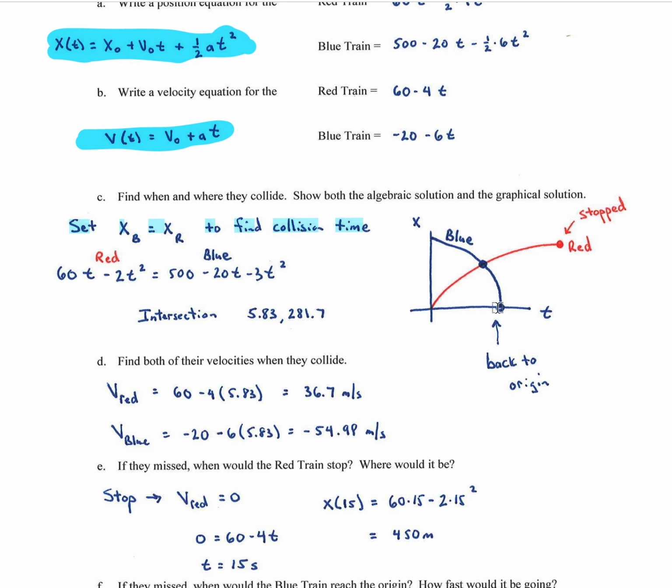And these are future parts of the graph that are fun. This is when the red has stopped. You can see that it's got a horizontal tangent there, right? Its slope is 0. And then this is when the blue train actually gets back to what we call the origin, the starting spot of the red.